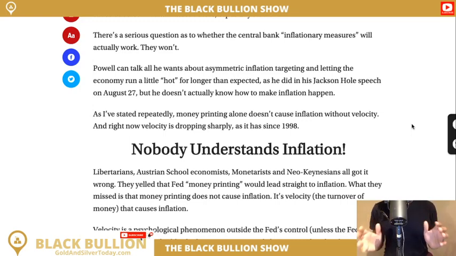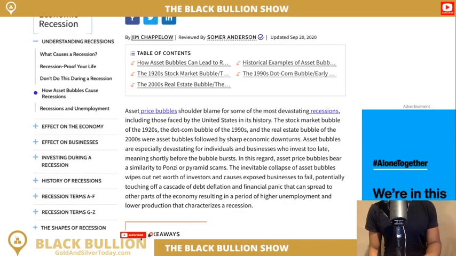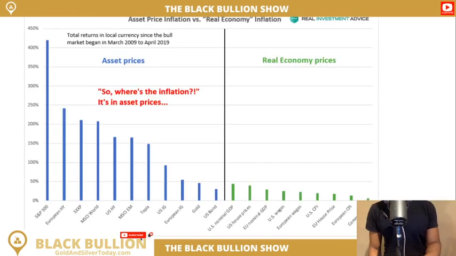Now, Jim's right, but if you introduce enough currency via the printing presses at the Federal Reserve, it would outweigh the effects of a declining velocity. So, if that's the case, Black Bullion, where does all of that currency go that was printed? Well, it actually goes here.